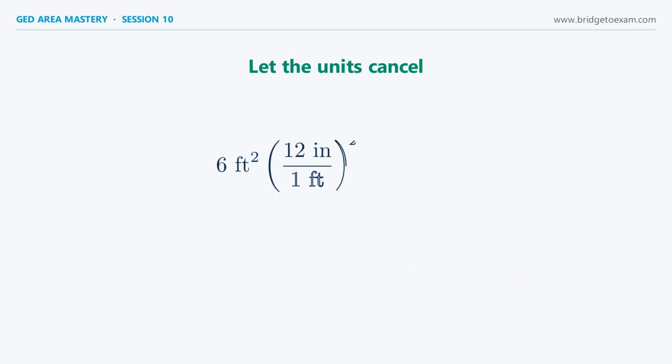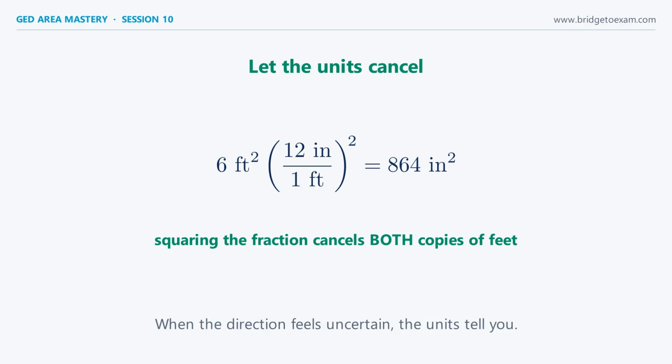One last tool for when the direction feels uncertain. Let the units cancel. Write the conversion factor as a fraction equal to 1 and square it. 6 square feet times 12 inches over 1 foot, all squared, gives 864 square inches. Squaring the fraction cancels both copies of feet. The units tell you whether the setup is right.